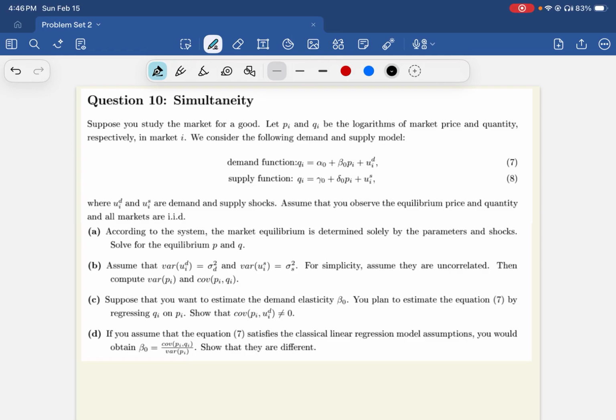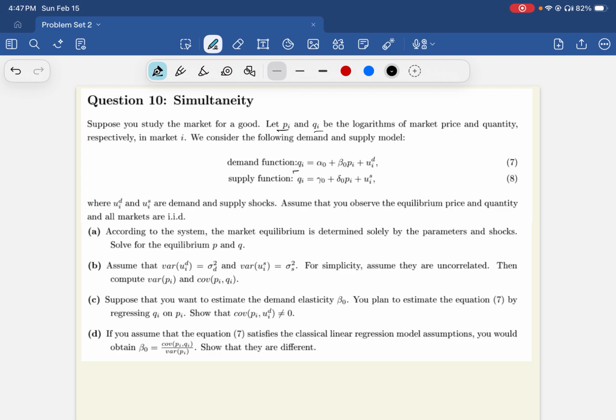This is one of the most famous endogeneity problems in economics: supply and demand estimation. P is the log of price, Q is the log of quantity in market i. We assume that there are a lot of markets, and they are independent. We observe, say, the market for a specific good in Albany, in California, in other cities. We observe different equilibria in different markets.